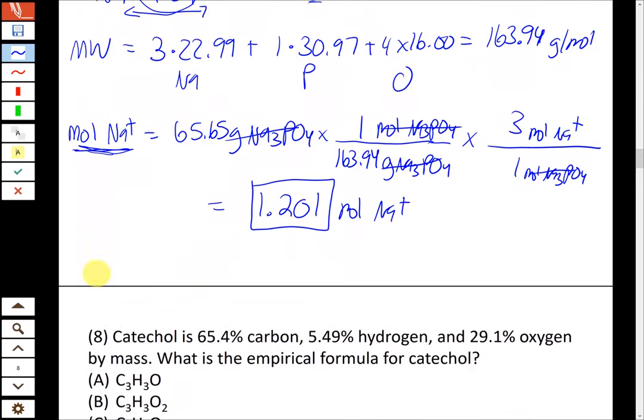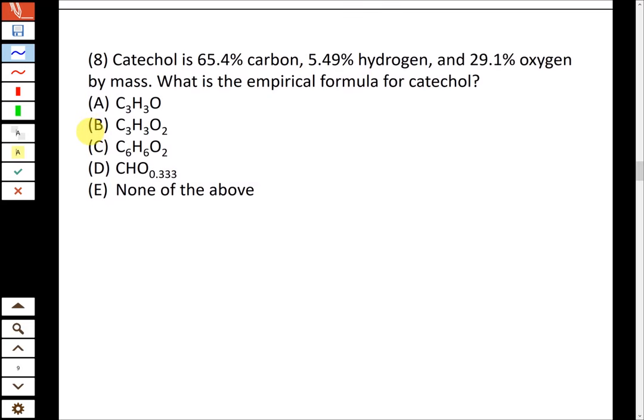On to number 8. We learned a few different approaches for determining unknown chemical formulas, or empirical formulas as it asks us to do here, which is related. One way we found was to use mass percentages. There are a few variations on this problem, but if we're given mass percentages, that's one common approach. Here we have a compound called catechol. It has 65.4% carbon, 5.49% hydrogen, and 29.1% oxygen by mass. And we want to know what the empirical formula is.